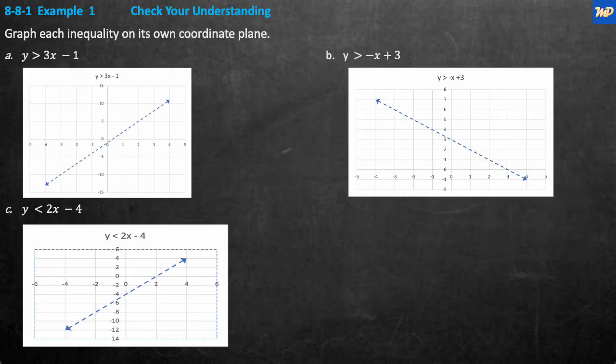Okay, for example 1 under check your understanding, we have 3 graphs here. They want us to graph each inequality in its own coordinate plane. So that's what we've done. We've put these inequalities on their own coordinate plane. What we've done a little ahead of time, as we've been doing all along in these reviews, is I oftentimes will put the line in ahead of time so it's already drawn out for you. Saves us a little bit of time. We don't have to draw the line. And to be honest with you, I have a hard time drawing the lines. But, so the first one here says y is greater than 3x minus 1.